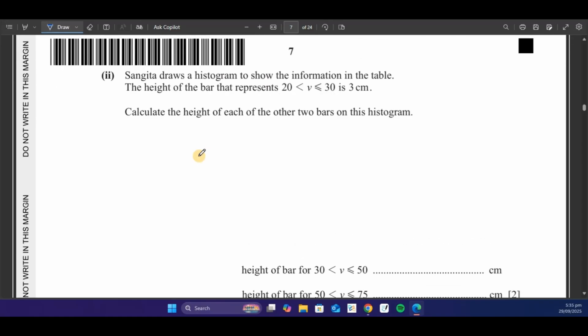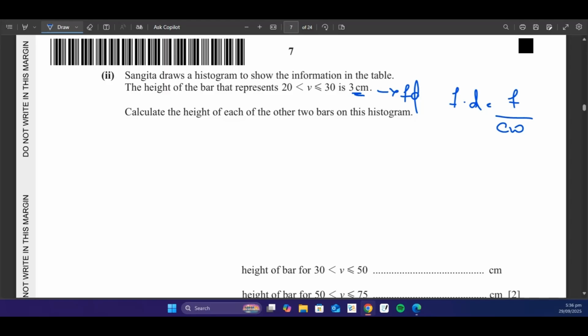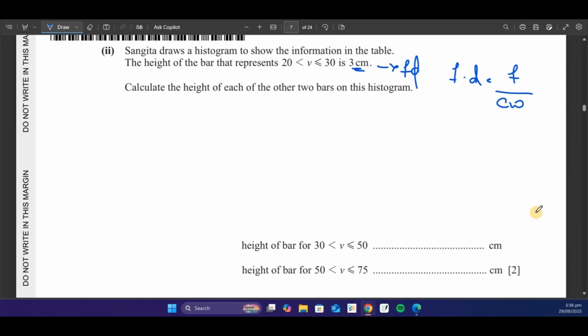So we're clear till here. There's no issues, there's no problem. Moving on to part 2. Sangeeta draws a histogram to show the information in the table. The height of the bar that represents 20 to 30 is 3 centimeters. So that is our frequency density, FD. And the formula for frequency density is frequency over class width. Calculate the height of each of the other two bars on this histogram.